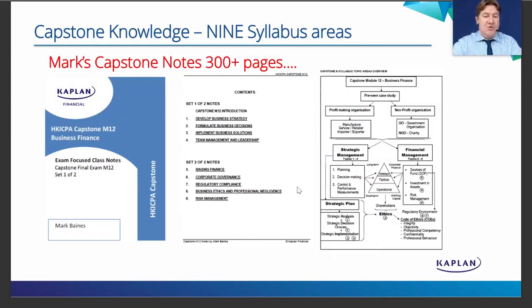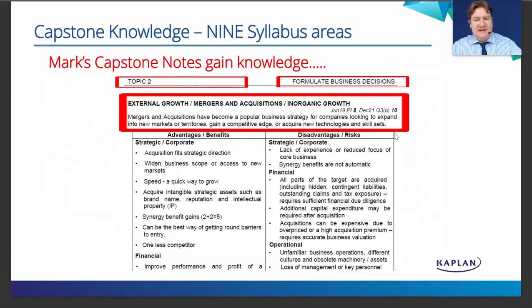So on my course, and it's only on my course, do you get my set of notes. They are over 300 pages, and they are exactly the same notes that the Big Four get as well. So I divide up the syllabus areas, those 9, into these 9 topic areas, and then I use things like mind maps here to link the areas, and then we start getting into detail here, gaining the knowledge. So look, here you can see, for instance, we've got topic 2, formulate business decisions, and then we start getting into detail into things such as mergers and acquisitions.